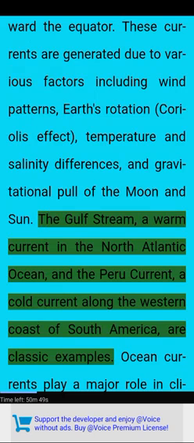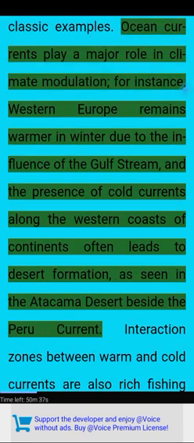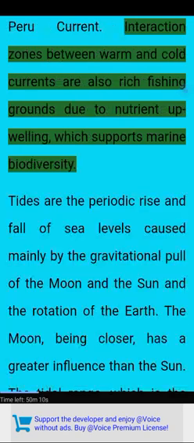The Gulf Stream, a warm current in the North Atlantic Ocean, and the Peru Current, a cold current along the western coast of South America, are classic examples. Ocean currents play a major role in climate modulation. For instance, Western Europe remains warmer in winter due to the influence of the Gulf Stream, and the presence of cold currents along the western coast of continents often leads to desert formation, as seen in the Atacama Desert beside the Peru Current. Interaction zones between warm and cold currents are also rich fishing grounds due to nutrient upwelling, which supports marine biodiversity.